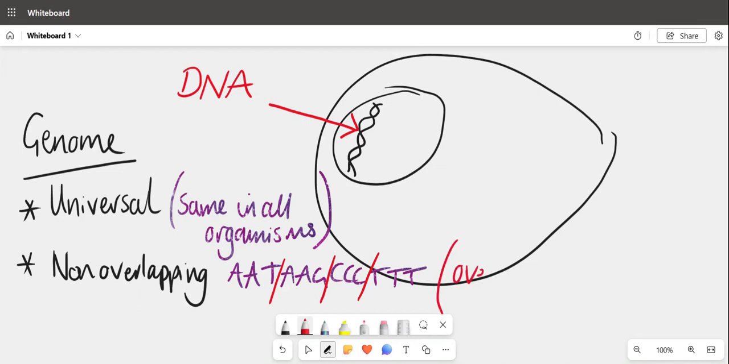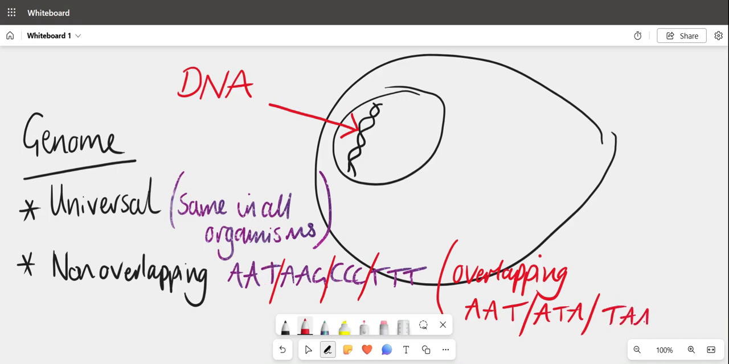If it was overlapping, you would read it slightly differently. So you would read the first 3 letters, AAT, the same as we just did. But then rather than going on to AAG, you would reread starting from the second. So the next 3 would be ATA. And then you'd start with the third one, TAA. And then you'd start with the fourth one. So 1, 2, 3, 4, AAG. And you get a lot more triplets out of it, but it's not like that. It's non-overlapping, okay?